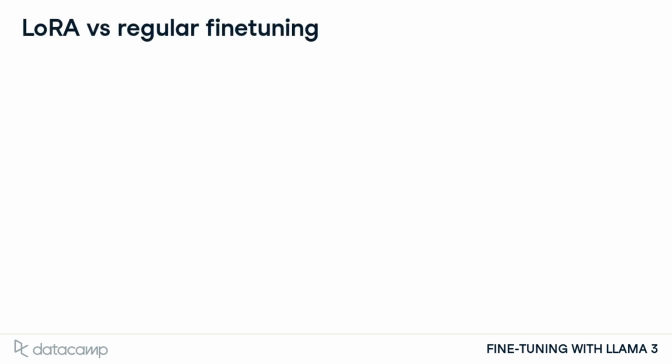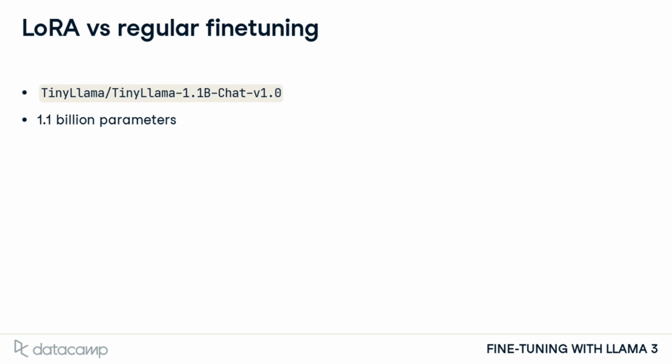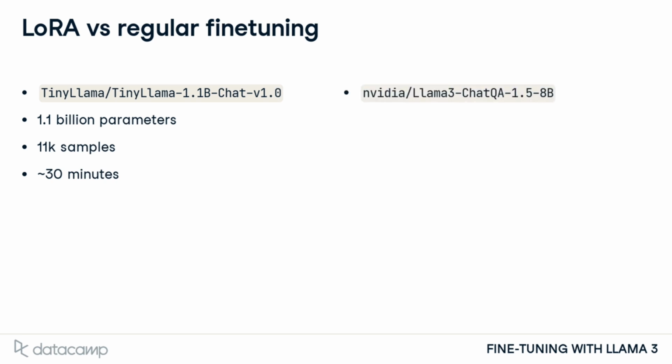Without LoRA, with an NVIDIA A100 GPU with 40 GB of RAM, the largest model we could train was Tiny Llama with 1.1 billion parameters on 11,000 samples in 30 minutes. Any larger Llama variant would essentially run out of memory and would error out. Using LoRA, we were able to fine-tune a variant of Llama 3 pre-trained for chat question answering with 8 times more parameters than Tiny Llama, while using the same dataset and hardware. It trained in about the same time too.